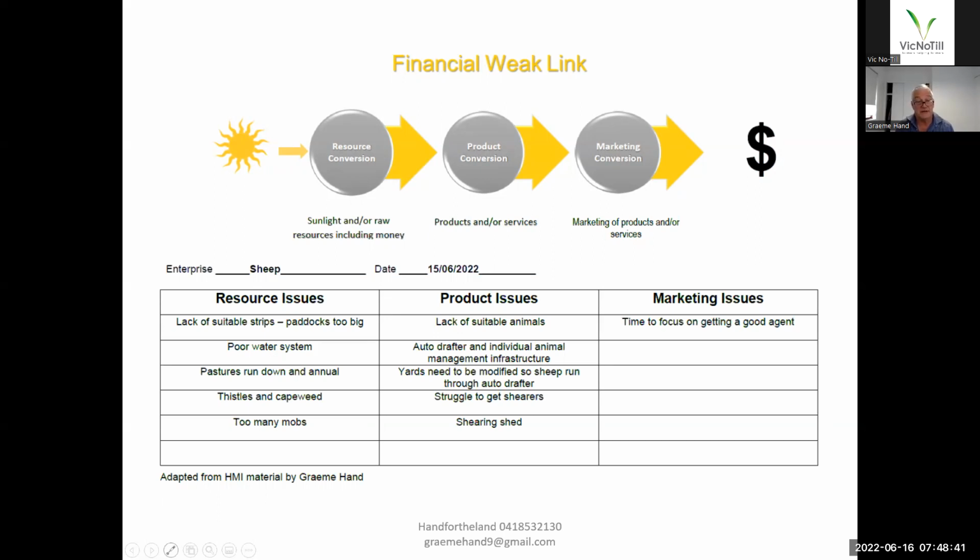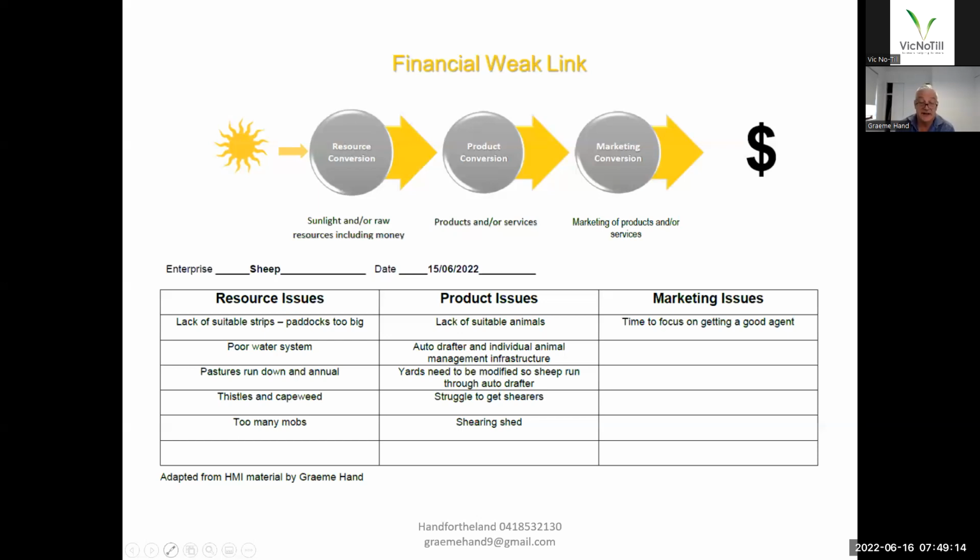So this relies on being able to put the sheep into one mob. I used to say one or a couple, but I don't anymore. Just have one mob. They have a lack of suitable animals. They'd like an auto drafter and individual management, rating them in a league ladder of who's the most profitable. They struggle to get shearers, and there are problems with the shearing shed.